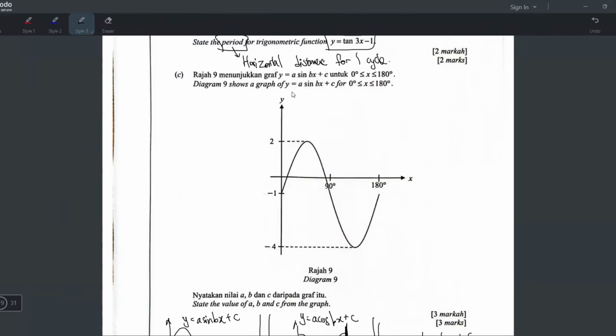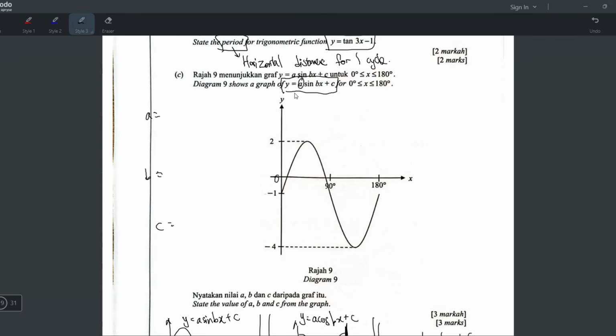Now we can do part C. Diagram 9 shows a graph of y equals a sin bx plus c for 0 until 180. I can see it here. State the value of a, b, c from the graph. So they need to find a, and then b, and then c. The a value will usually be the amplitude.